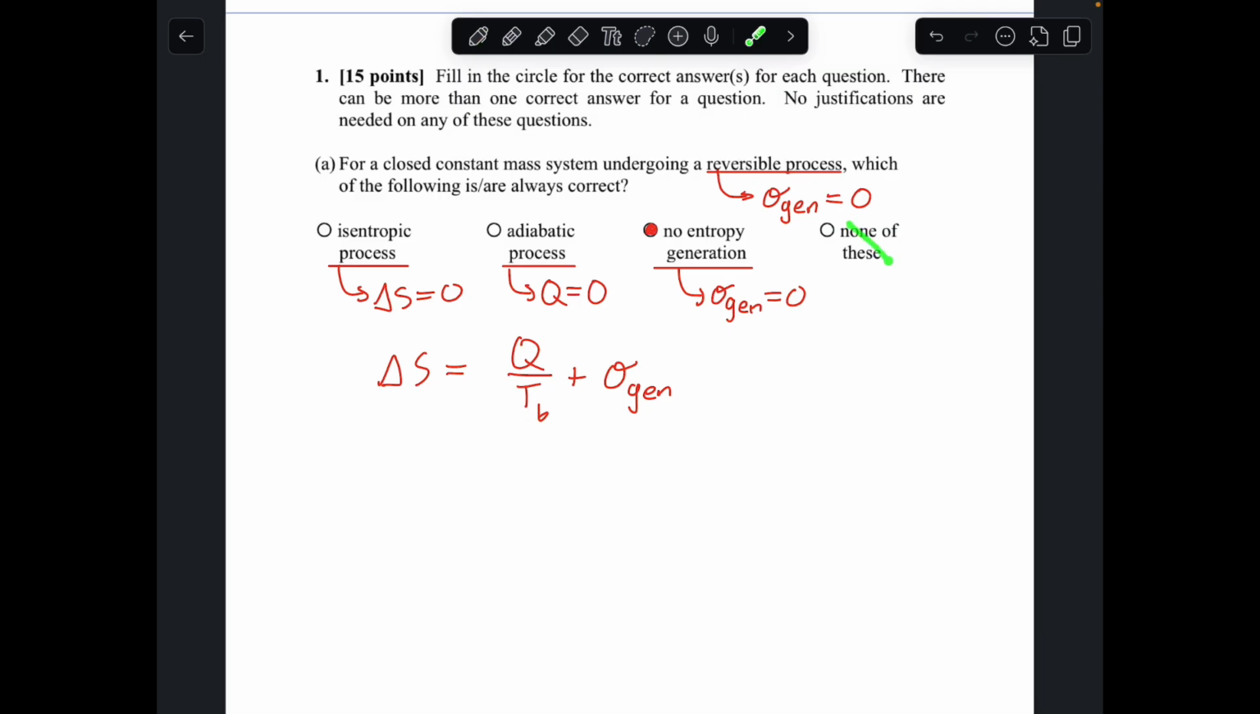And then we're not going to select none of these because we do have one of them here, obviously, so that doesn't make sense. So this is going to be our final answer. Only no entropy generation.